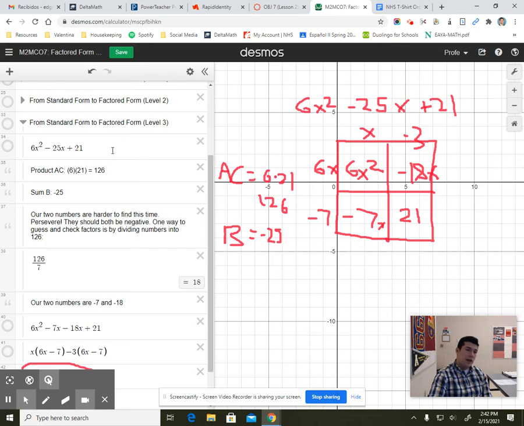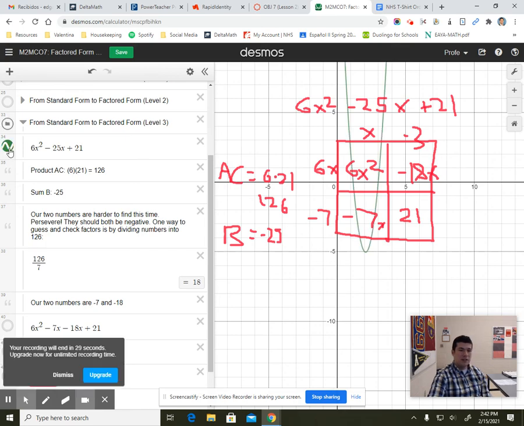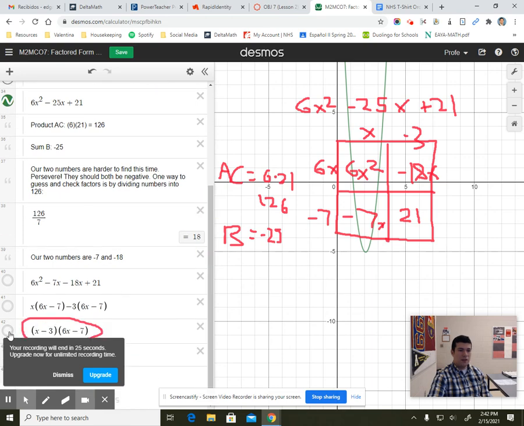Cool little trick as you're trying out this factoring process is take a look at your original parabola. As you try to find the correct factored form, your final answer should graph the same parabola. That is how you factor when a is not equal to 1.